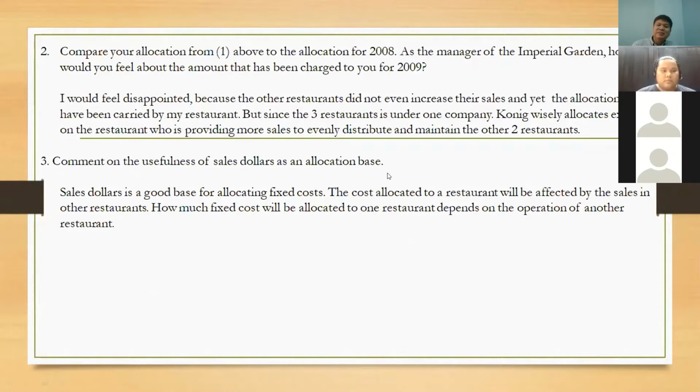Comment on the usefulness of sales dollars as an allocation base. Sales dollars is a good base for allocating fixed costs. The cost allocated to a restaurant will be affected by the sales in other restaurants. How much fixed cost will be allocated to one restaurant depends on the operation of another restaurant. So my take here, sir, is that my allocation cost was increased maybe because the sales of my restaurant went up. But maybe the budget was also increased for, let's say, bonuses, or the employees increased because sales also went up, so you need manpower. Something like that, sir.